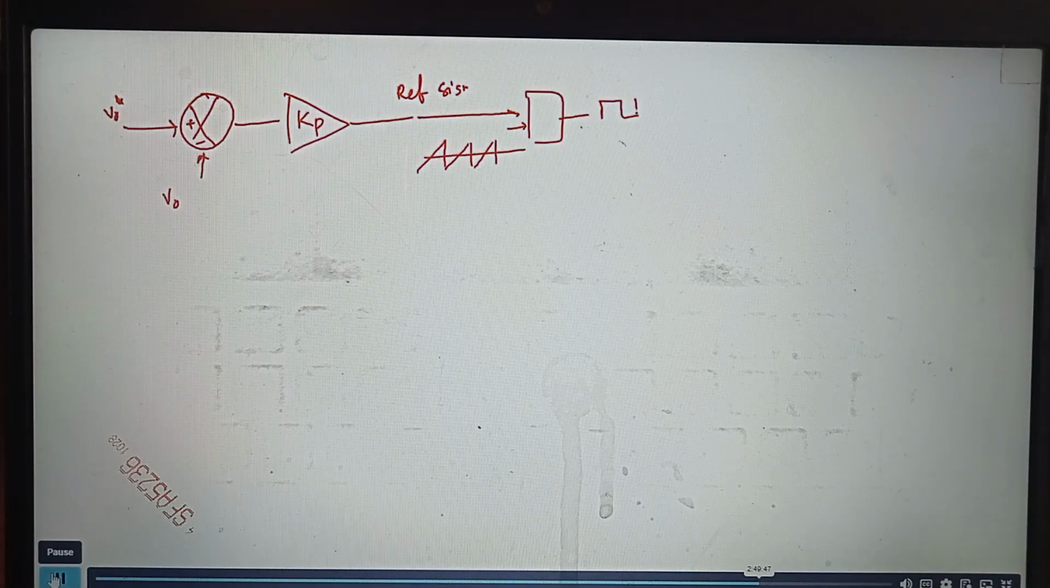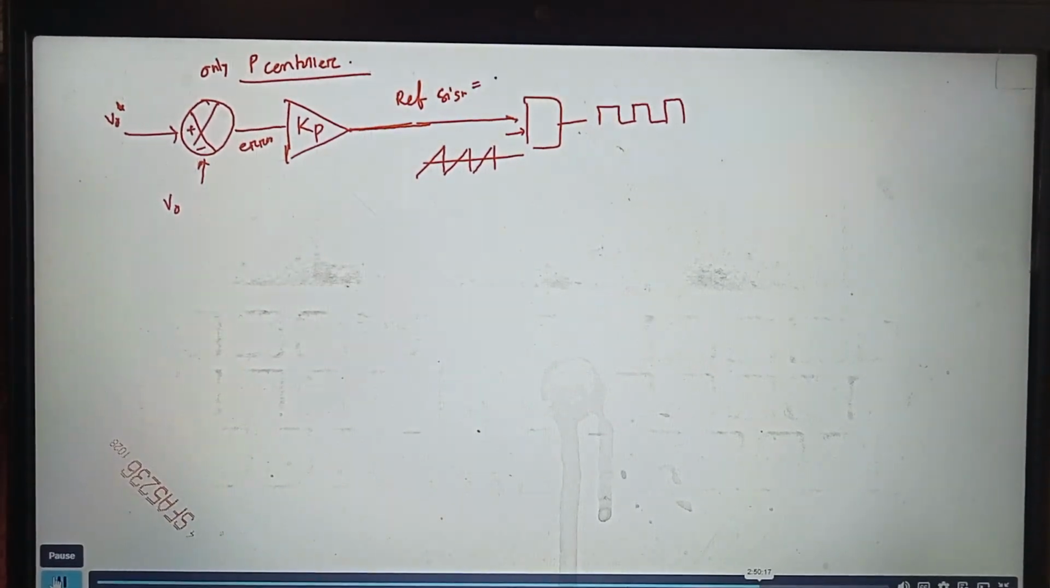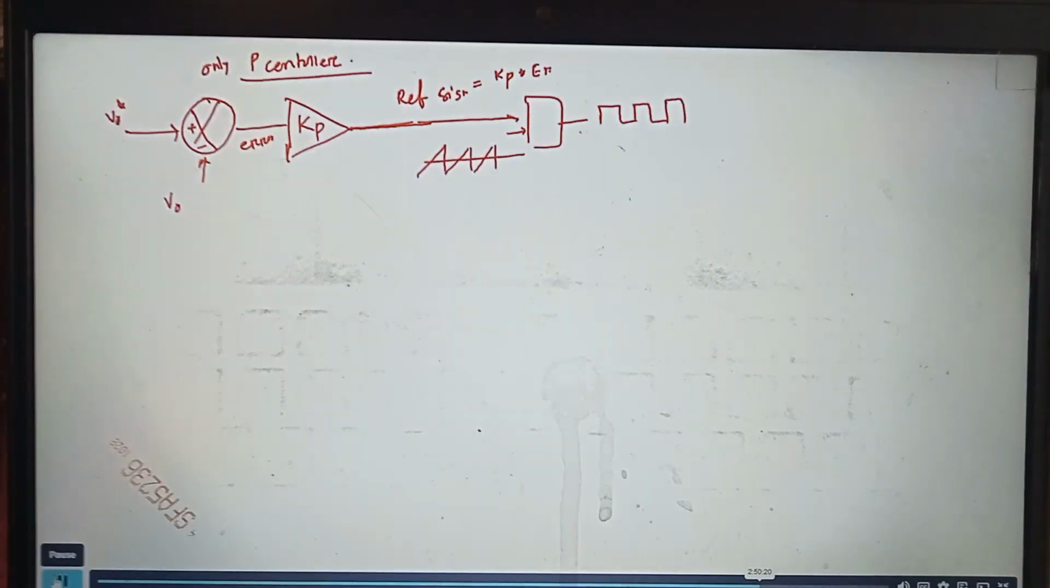And this will give you the gain bus. So this is only P controller. Okay. So what P controller will do, see, whatever is your error, it will multiply it by this KP. Okay, and that's how you're going to get the reference signal. So error into KP, that will be a reference signal if you use only P controller. So reference signal will be nothing but KP into error.